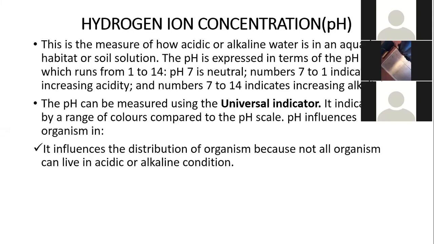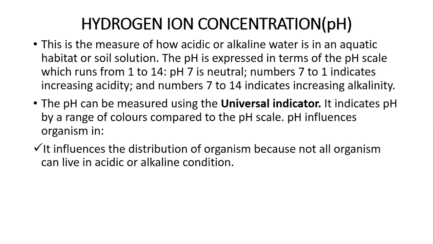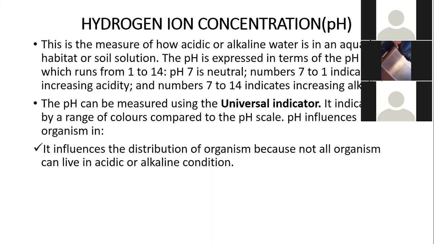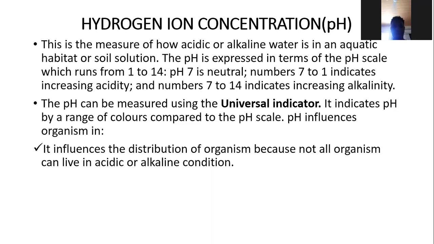Now, this pH can be measured using a universal indicator. This indicator has specific colors that are used to indicate whether the substance is an acid or a base. These same colors indicate if the solution is more acidic than another, or whether it's a weak acid or a strong acid. It will indicate everything on the scale for you. It indicates pH range by a range of colors compared to the pH scale.